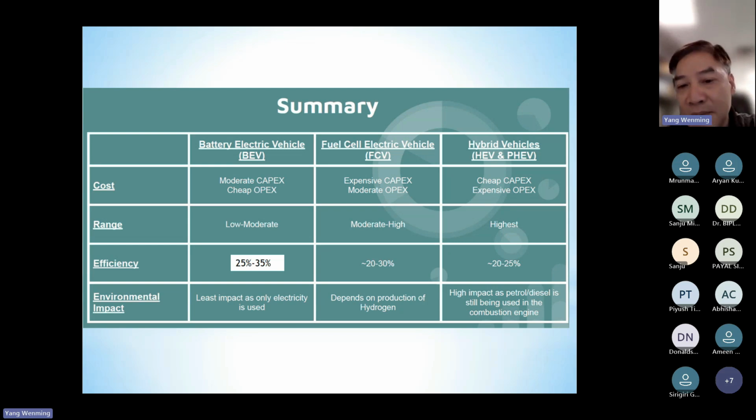And no NOx, because a fuel cell is not a hydrogen engine. So this one also doesn't produce any greenhouse gas emissions if we produce the hydrogen from renewable energy. Okay, so the last one is hybrid vehicles. This has a high impact because we still use petrol or diesel in the engines.